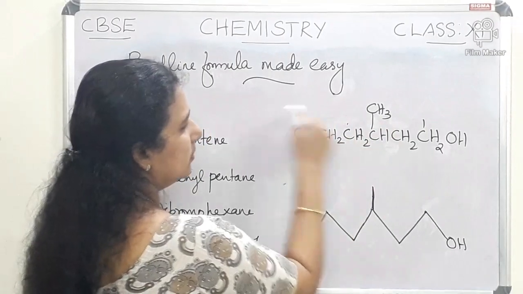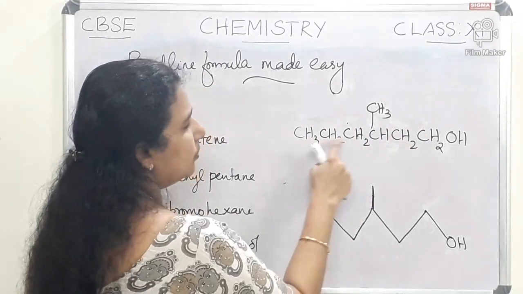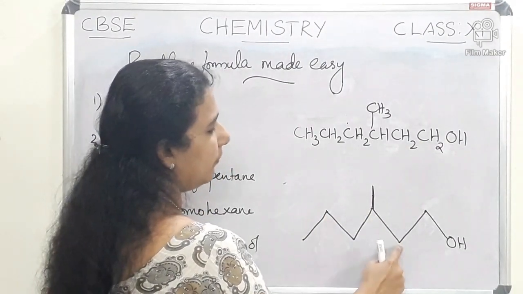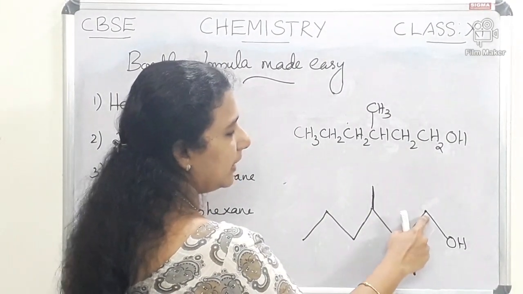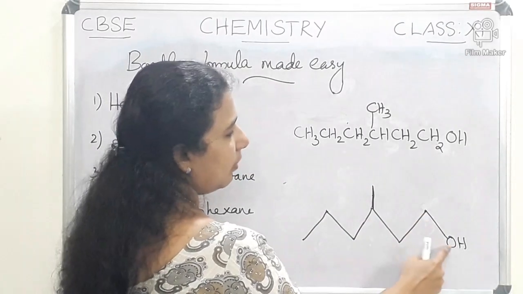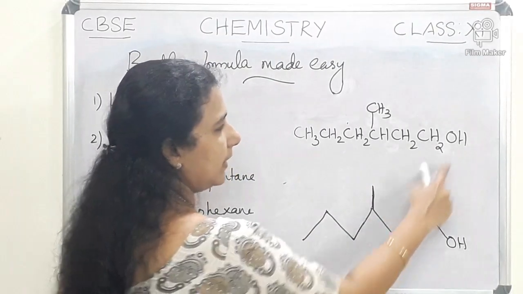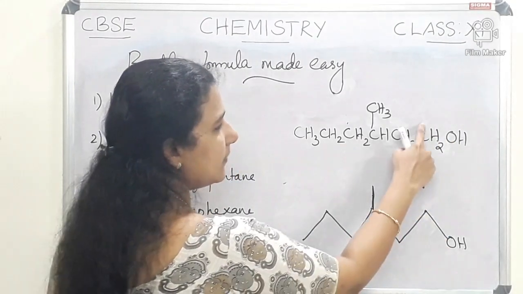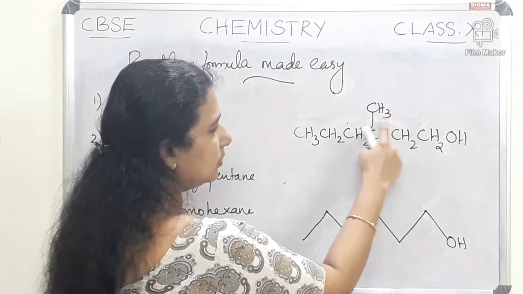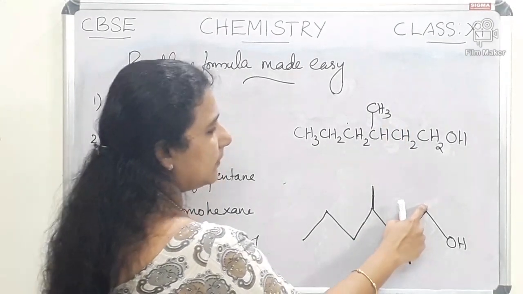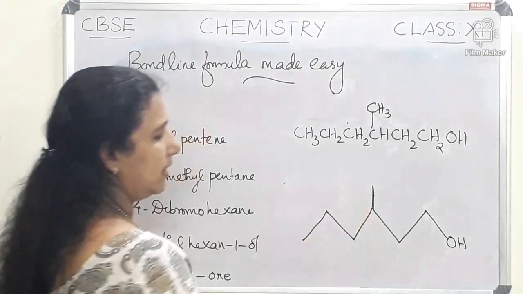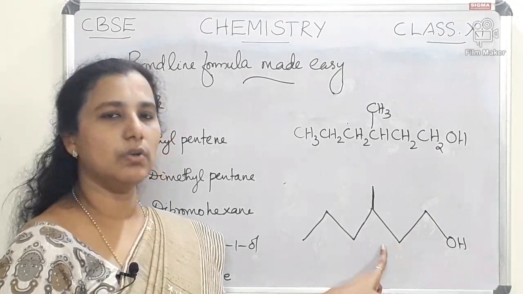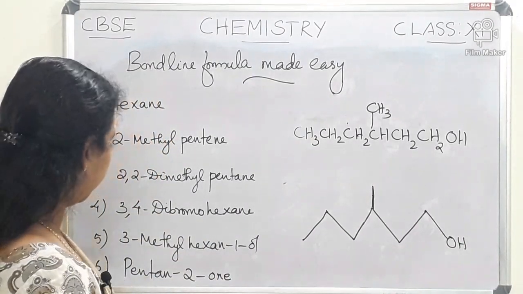So 1, 2, 3, 4, 5 and 6. 6 carbon atoms are there, and OH is attached to this carbon atom. That is the first carbon. Then 2, 3. So I think it is clear to you. 3-methyl-hexane-1-ol is represented like this.